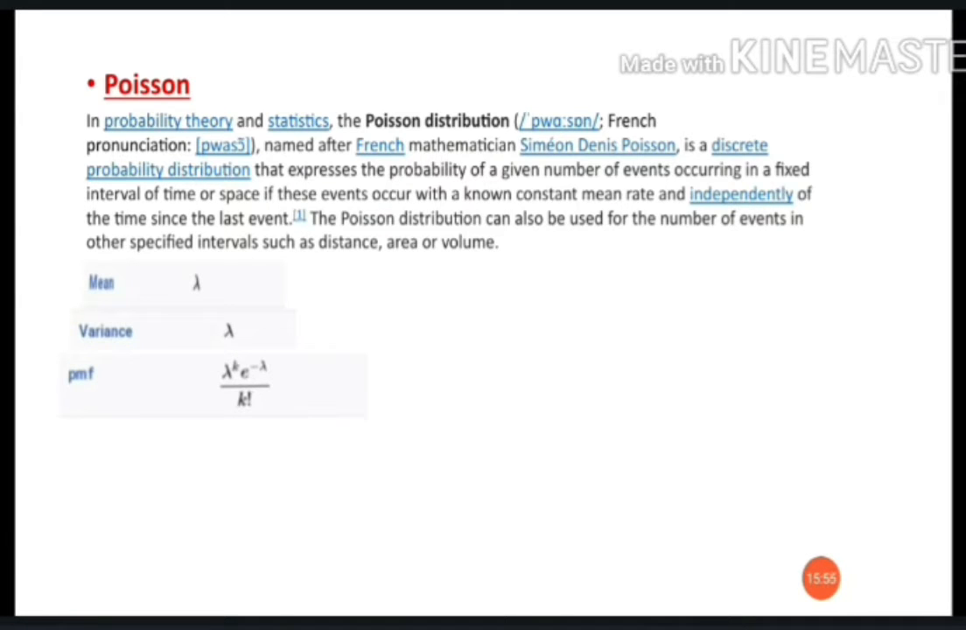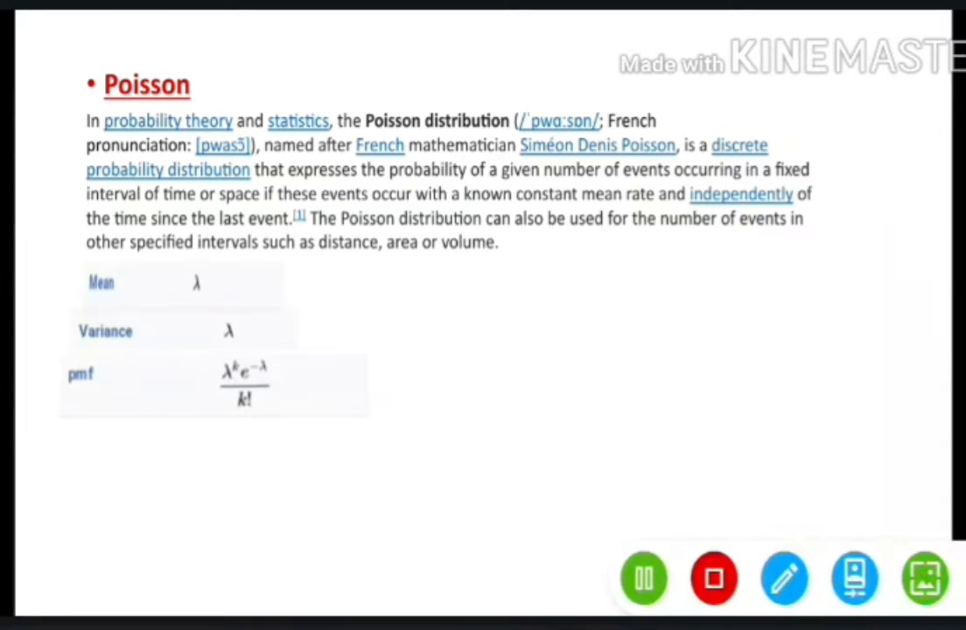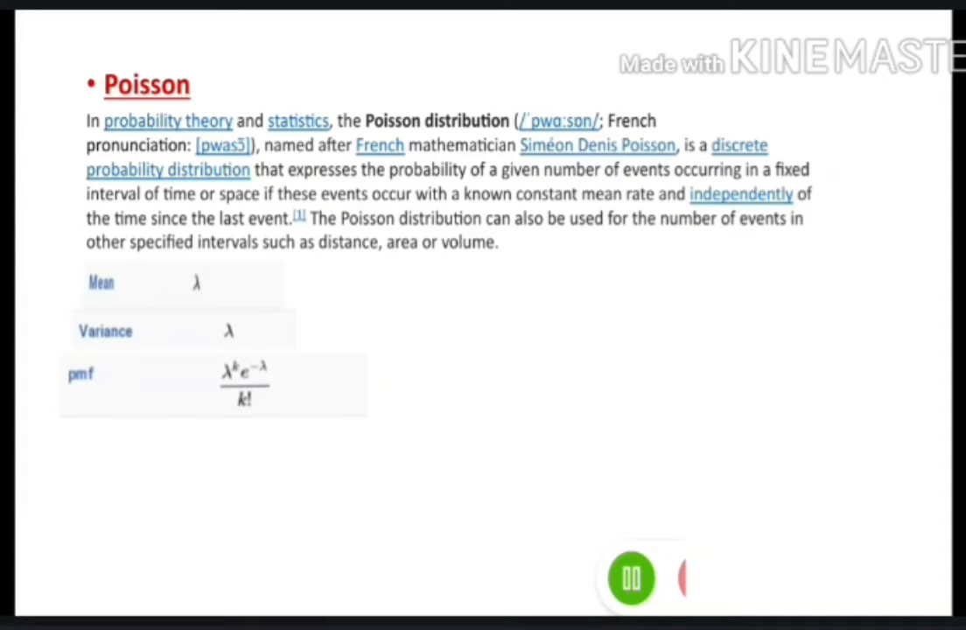If these events occur with a constant mean rate and independently of the time since the last event, the Poisson distribution can also be used for the number of events in other specified intervals such as distance, area, and volume. The Poisson distribution will be very useful for us. The mean for the Poisson distribution is lambda, where lambda is a parameter, and the variance is also lambda. The PMF is lambda raised to k, e raised to minus lambda, divided by k factorial.